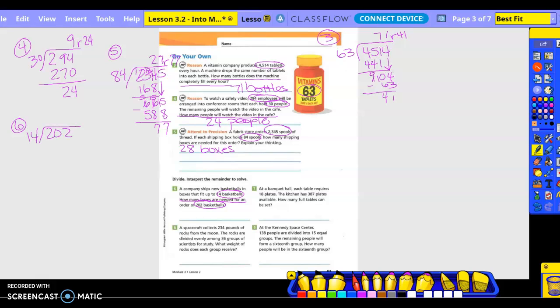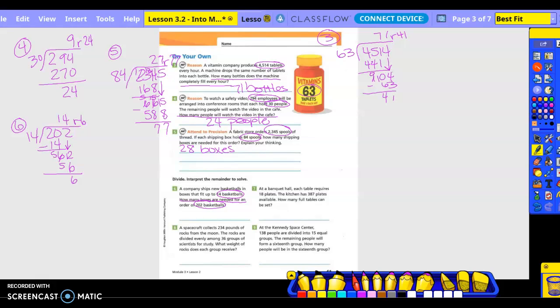14 into 2? 14 into 20? 20 minus 14 is 6. Bring down the 2. 14 into 62. 4 times. 4 times 4 is 16. Carry the 1. 4 times 1 is 4, plus 1 is 5. This becomes a 12. This becomes a 5. 12 minus 6 is 6. So 14, remainder 6. So I need to ask myself, am I using the quotient?